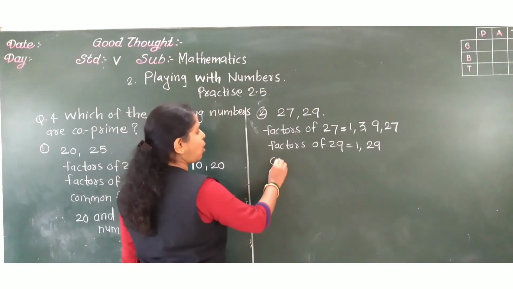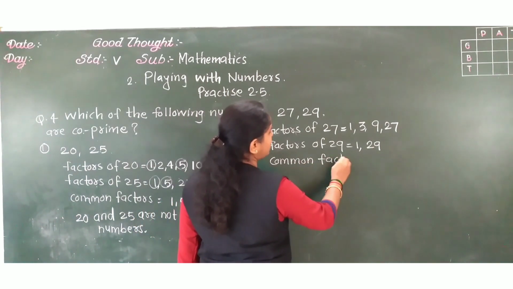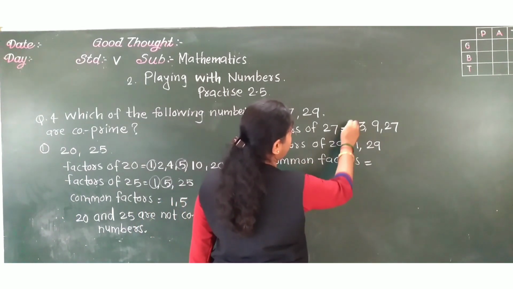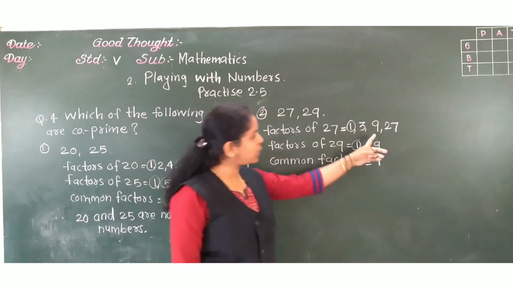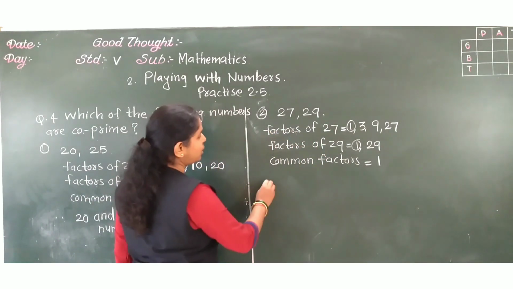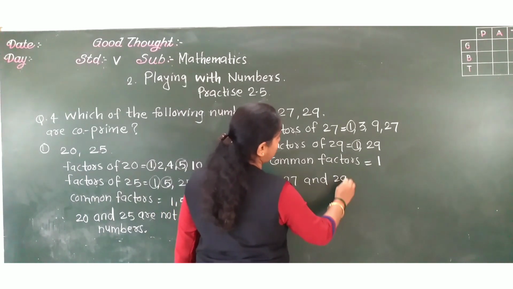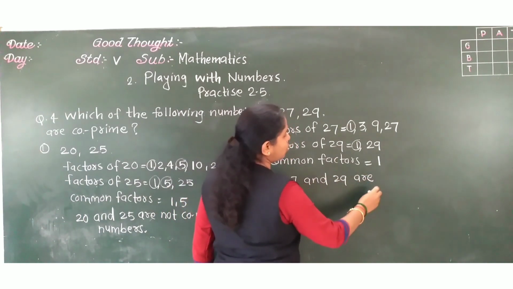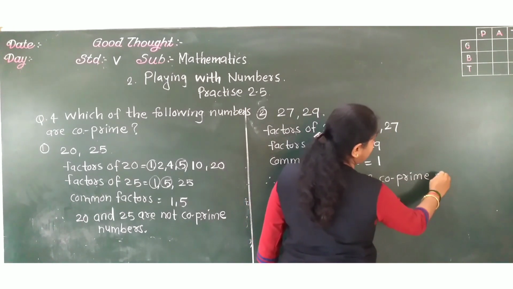Now let us see the common factors. The common factor of both the numbers is 1. Can you see any other number here? No, only 1 is a common factor. So, therefore, 27 and 29 are co-prime numbers. We can call them co-prime numbers.